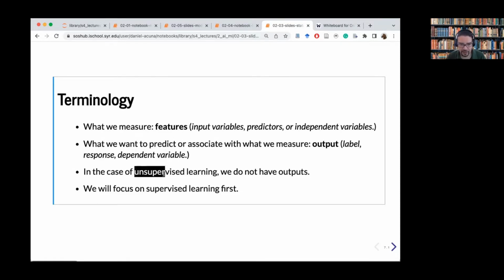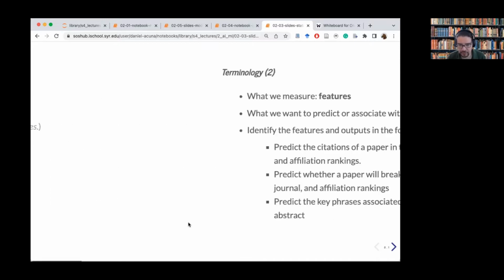Now, in unsupervised learning, we don't have an output that we want to predict. The only thing that we have are the inputs or features. We don't really have something that we want to predict. So we'll focus first on supervised learning.